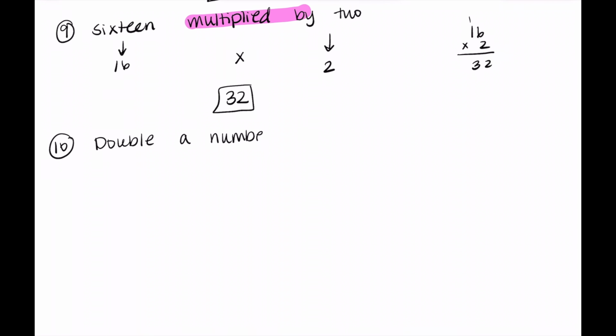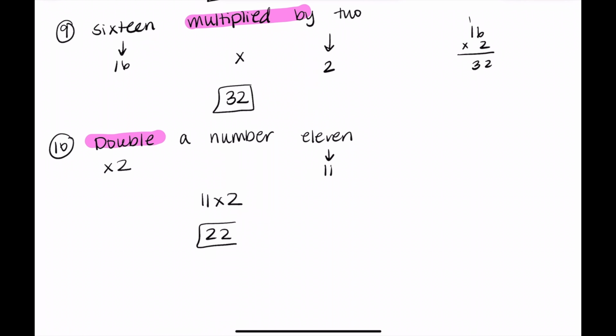Number 10 says double a number 11. So double means to multiply by 2, and then our number here is just 11. So we'll be doing 11 times 2, and 11 times 2 is 22. So 22 is our answer for number 10.